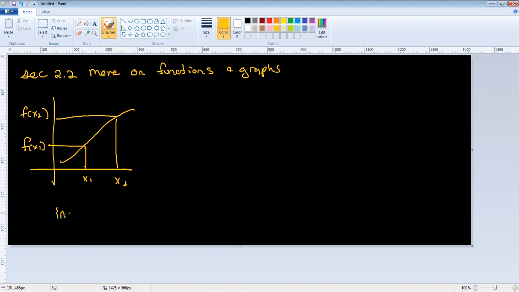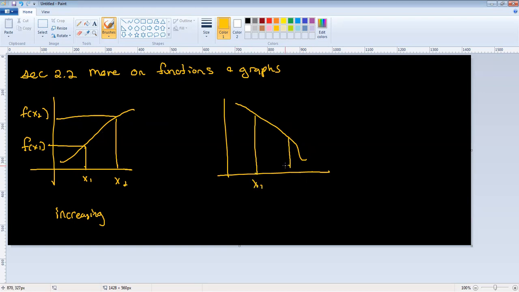Okay, what is this going to be called? Well, this is going to be called increasing. What if we had something like this? Here's x1, here's x2. This is going to be f of x2, f of x1. This is going to be called what? Decreasing.